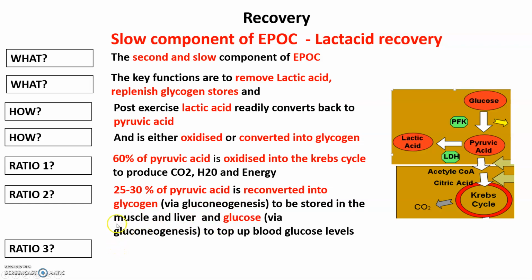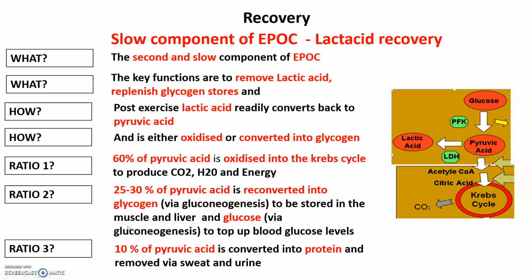Finally, outcome 3: 10% of pyruvic acid is converted into protein, and this is removed via sweat and urine. Okay, so that is lactic acid removal and the replenishment of glycogen stores.